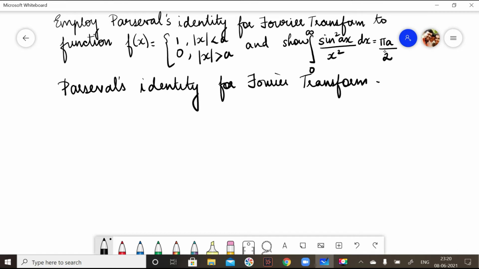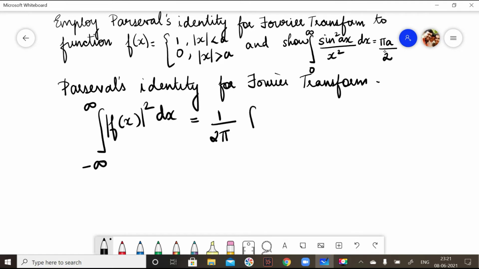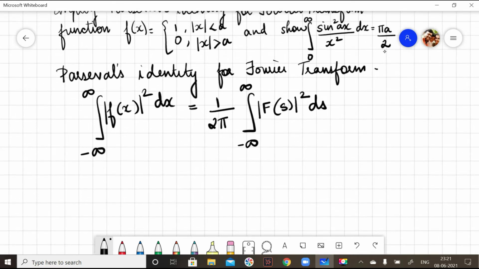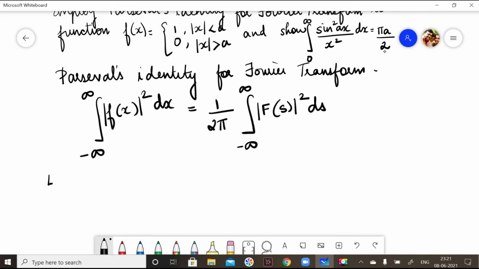First let me write the Parseval's identity: the integral from minus infinity to infinity of f of x the whole square dx is equal to 1 by 2 pi times the integral from minus infinity to infinity of capital F of s the whole square ds. Okay, so this is what we have to do. First, let me do the LHS. So what is my LHS? Integral minus infinity to infinity modulus of f of x the whole square dx.